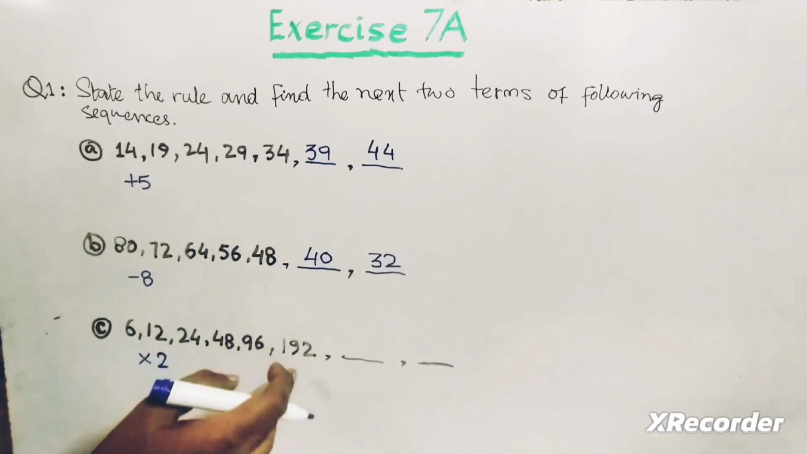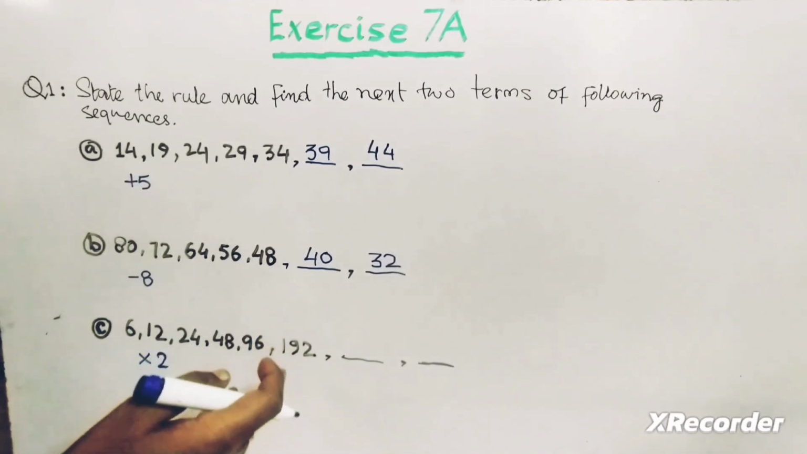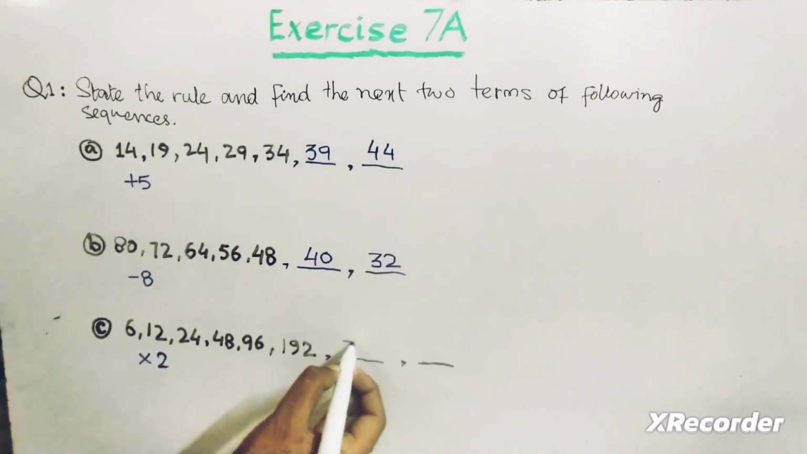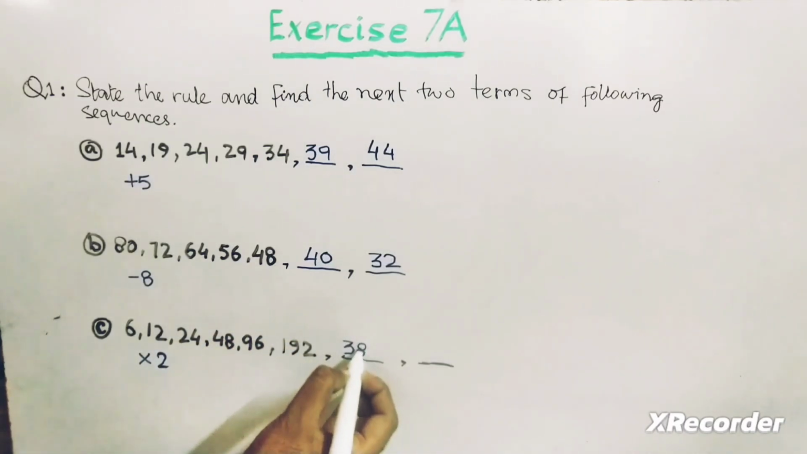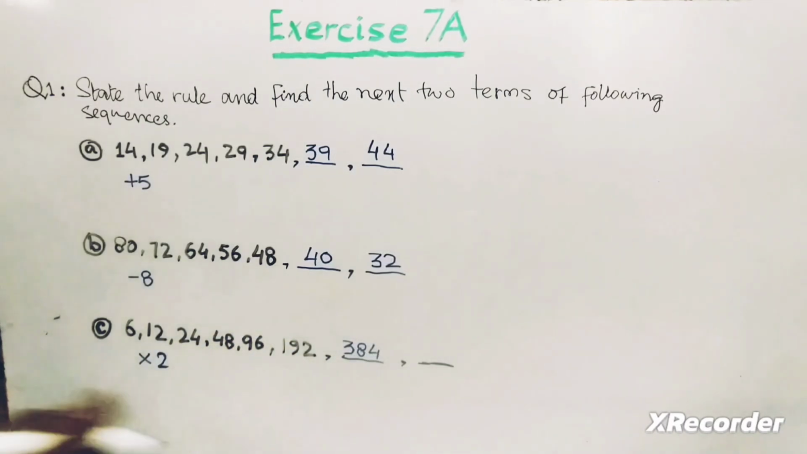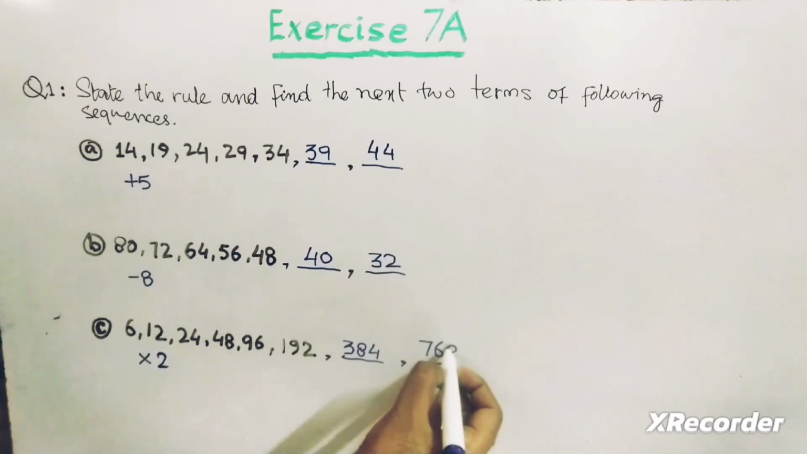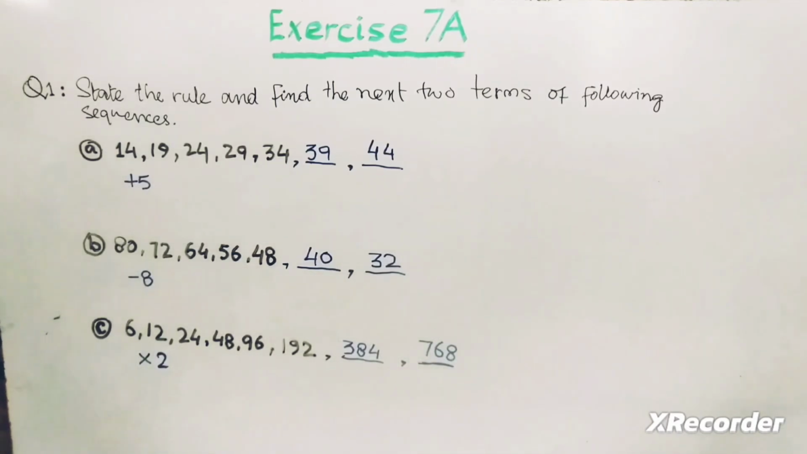So 192 multiplied by 2 gives 384, and when we multiply 384 by 2, we get 768. So for finding the last two terms, we have to study the sequence and find the rule.